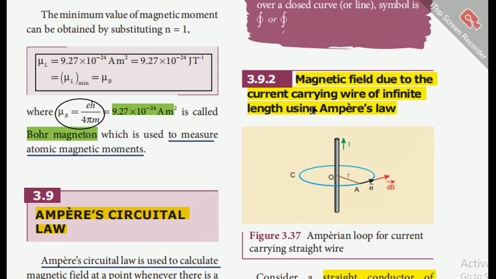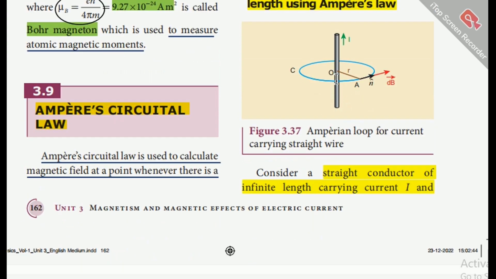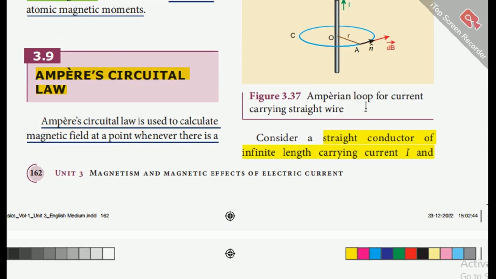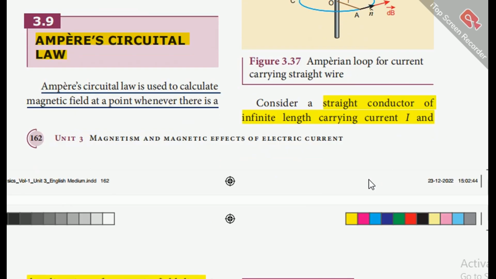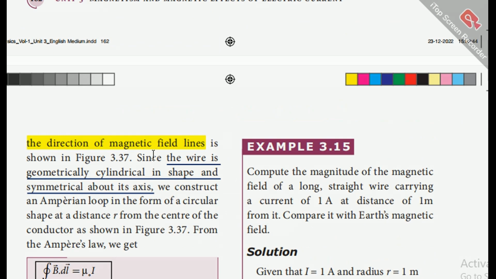Next, the magnetic field due to the current carrying wire of infinite length using Ampere's law can be calculated like this. So here is the current carrying straight conductor and the Amperian loop for this current carrying straight wire. Let us consider a straight conductor of infinite length carrying current I, and the direction of magnetic field lines is as shown. Since the wire is geometrically cylindrical in shape and symmetrical about its axis, we construct an Amperian loop in the form of a circular shape at a distance r from the center of the conductor as shown.